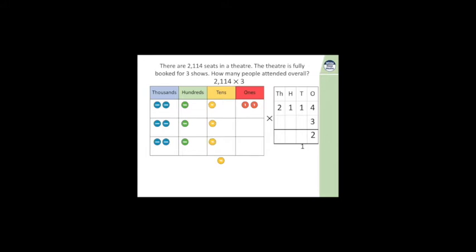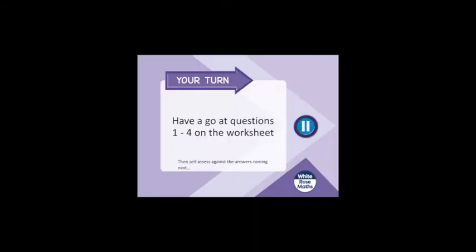Next column. 3 groups of 1 is 3, plus the 1 that we carried over, that we exchanged, we're left with 4. Next column, the hundreds column. 3 groups of 1, 3 times 1, 3. And finally, 3 groups of 2, 3 times 2, 2 times 3, gives us 6. 6,342 people attended.